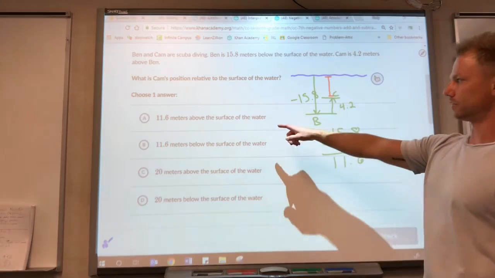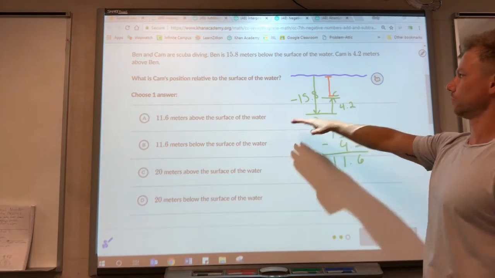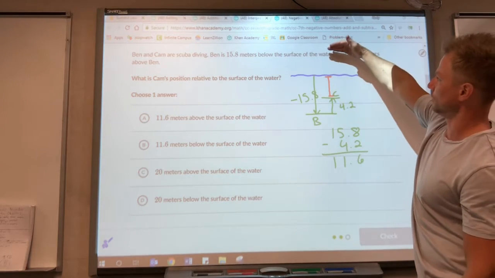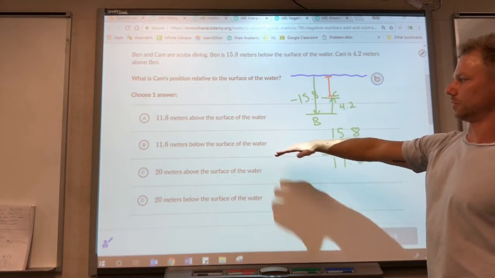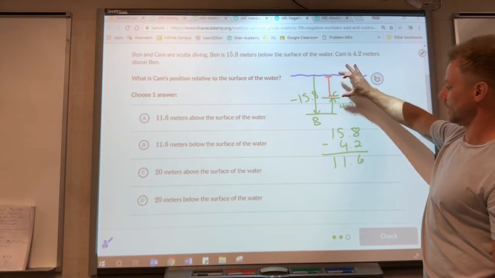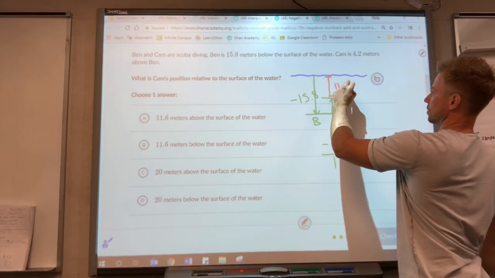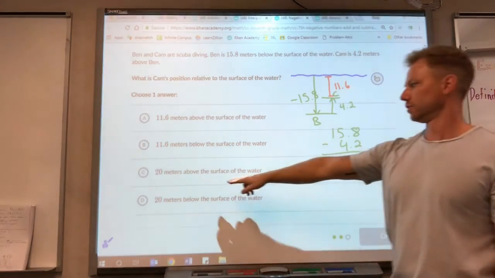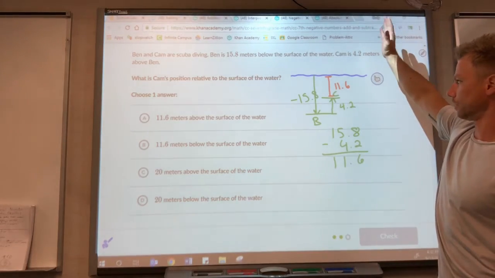So is Cam 11.6 meters above the surface of the water? Well, he's not up here in the air, so that doesn't seem to make sense. 11.6 meters below the surface, that does seem to make sense, because we just figured out that this distance here is 11.6, and he's below the water. Is he 20 meters above the surface of the water? No, he's not out of the water again.